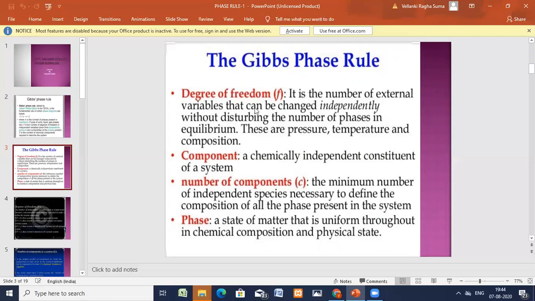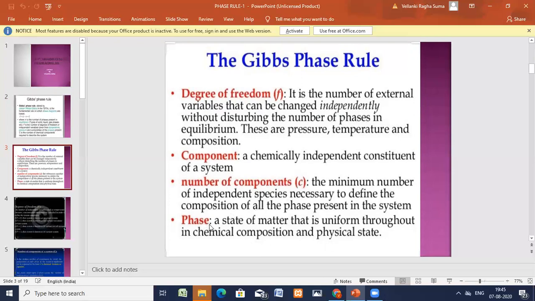Now, what is a component? It is the chemically independent constituent of a system. For water, the chemical component is nothing but H2O, so it is independent of the system. That is the component, and the number of components is denoted by C. It is the minimum number of independent species necessary to define the composition of a phase.